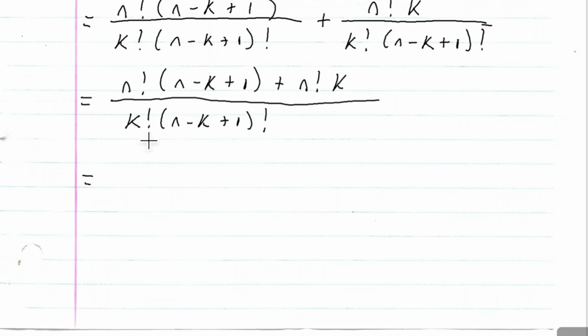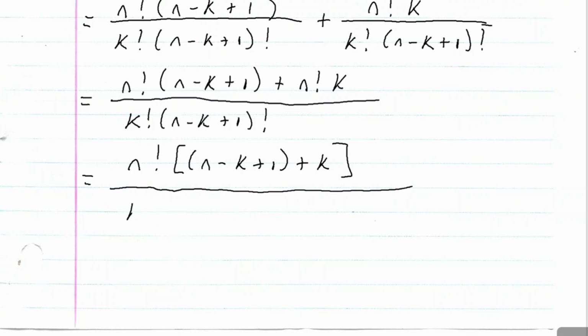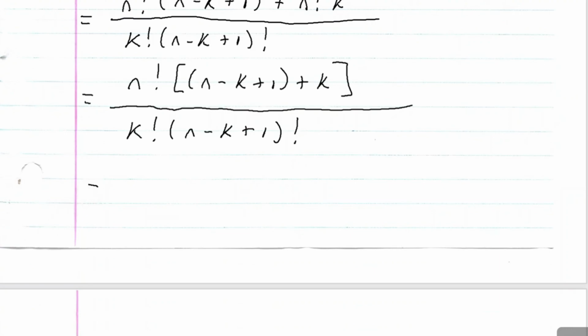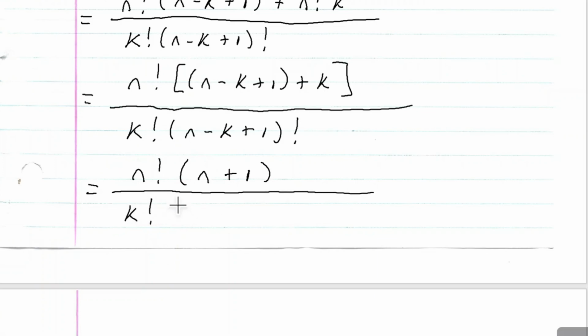So now I will factor out the n factorial. So n factorial times n minus k plus 1 plus k, all over k factorial n minus k plus 1 factorial. So now reducing that top, this will give me n factorial times n plus 1, over k factorial n minus k plus 1 factorial.